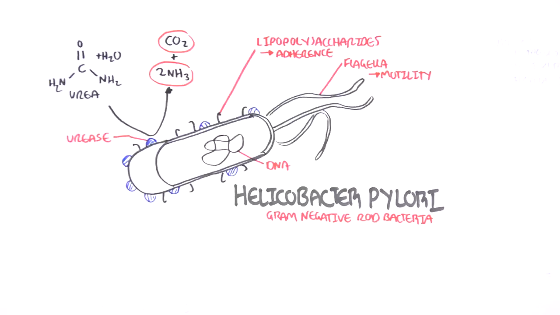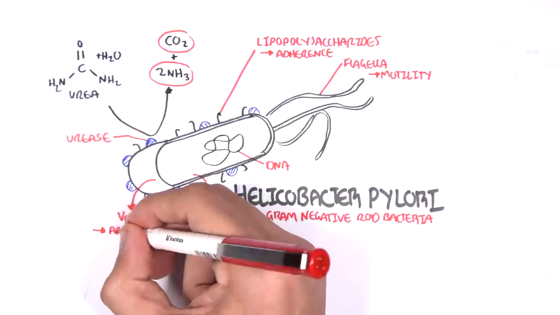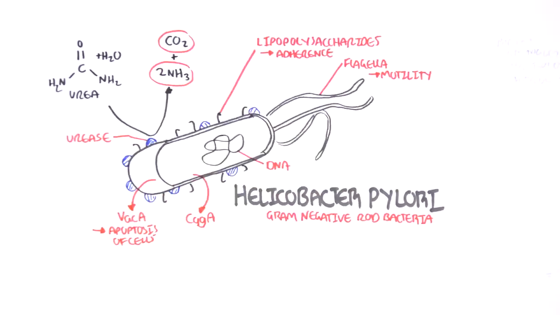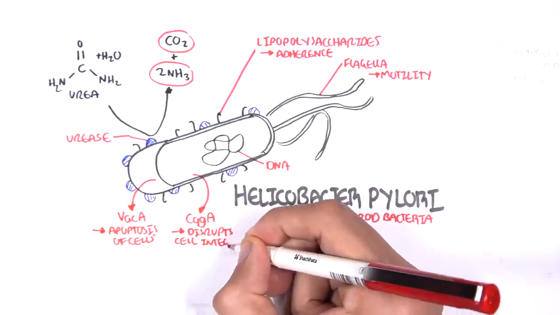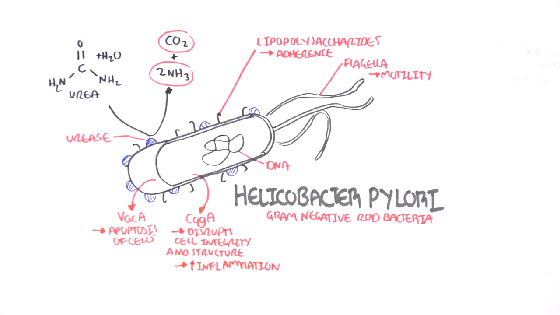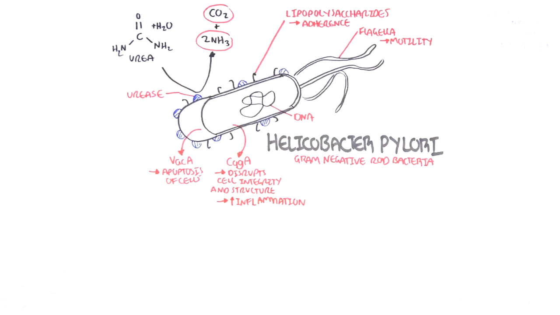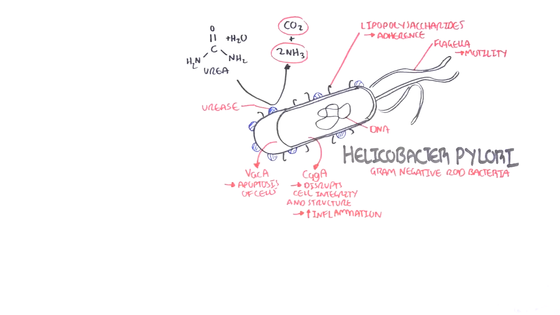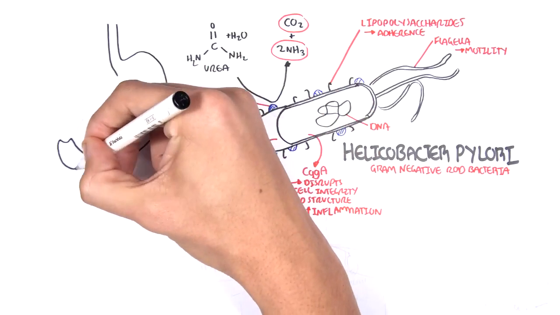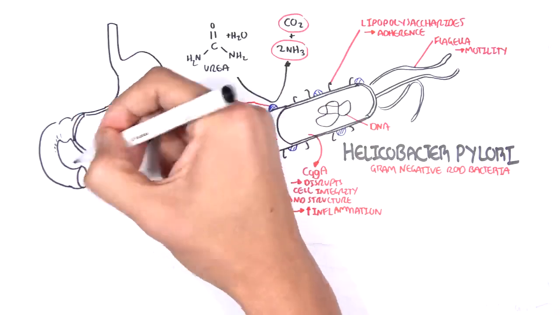And then H. pylori can also secrete some exotoxins, such as VacA and CagA. VacA essentially causes apoptosis of cells, and then CagA is responsible for disrupting the cellular integrity and structure, and also promotes inflammation. If that doesn't all make sense, don't worry, hopefully we'll be able to understand it after going through this video. So H. pylori is a common cause of peptic ulcers and duodenal ulcers.